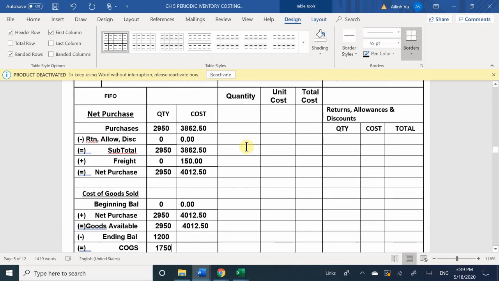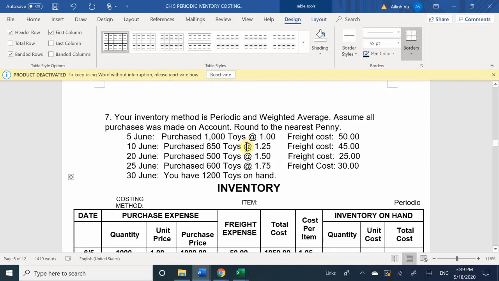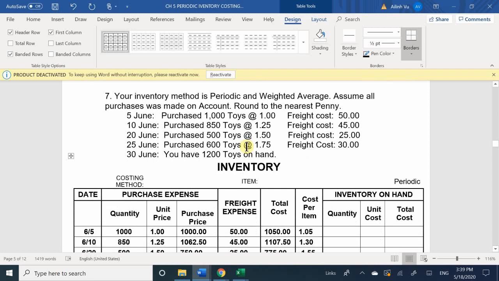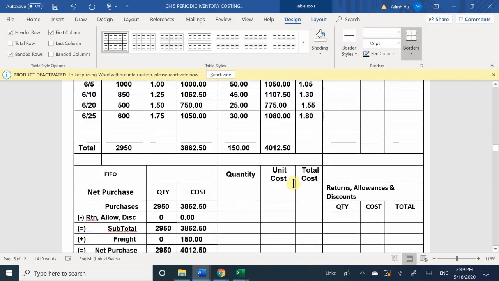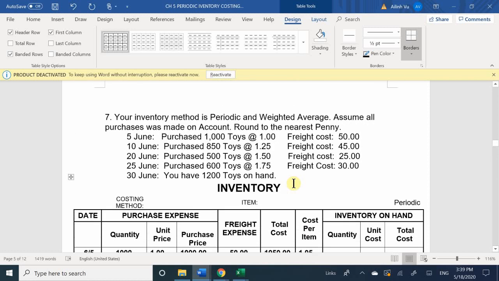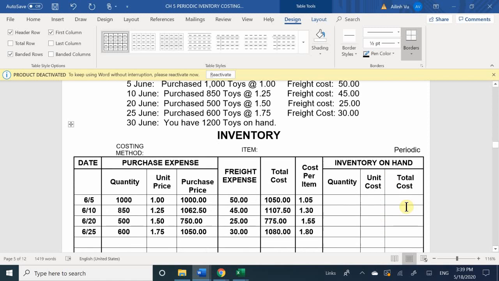All right. So here is where our costing, figuring out how we get our total cost of goods sold, is going to be different. Okay. So this time, let's look at this carefully. What kind of method are we focusing on? We're doing weighted average. Okay. So what is weighted average? The average of the cost of items of all purchases.